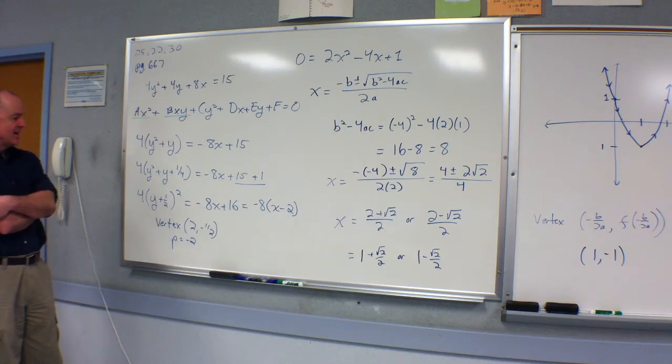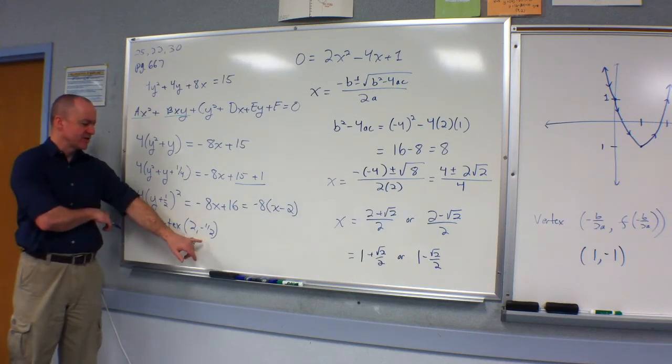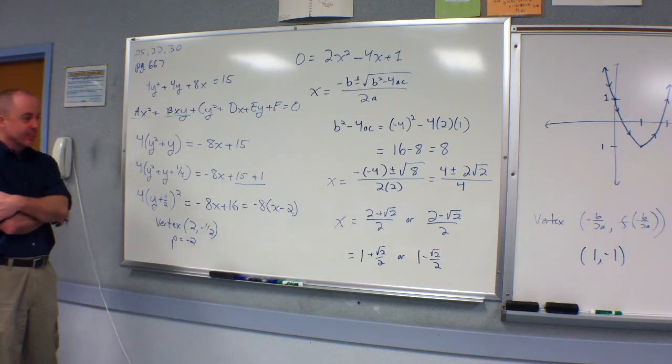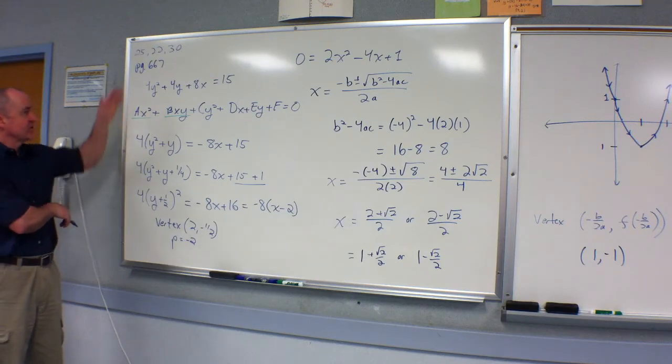It's the y that is squared, so it is going left to right. P is negative, so it opens to the left. So the focus is 2 units to the left of this point, and the directrix is 2 units to the right of this point. So that's number 22. Any questions on this?